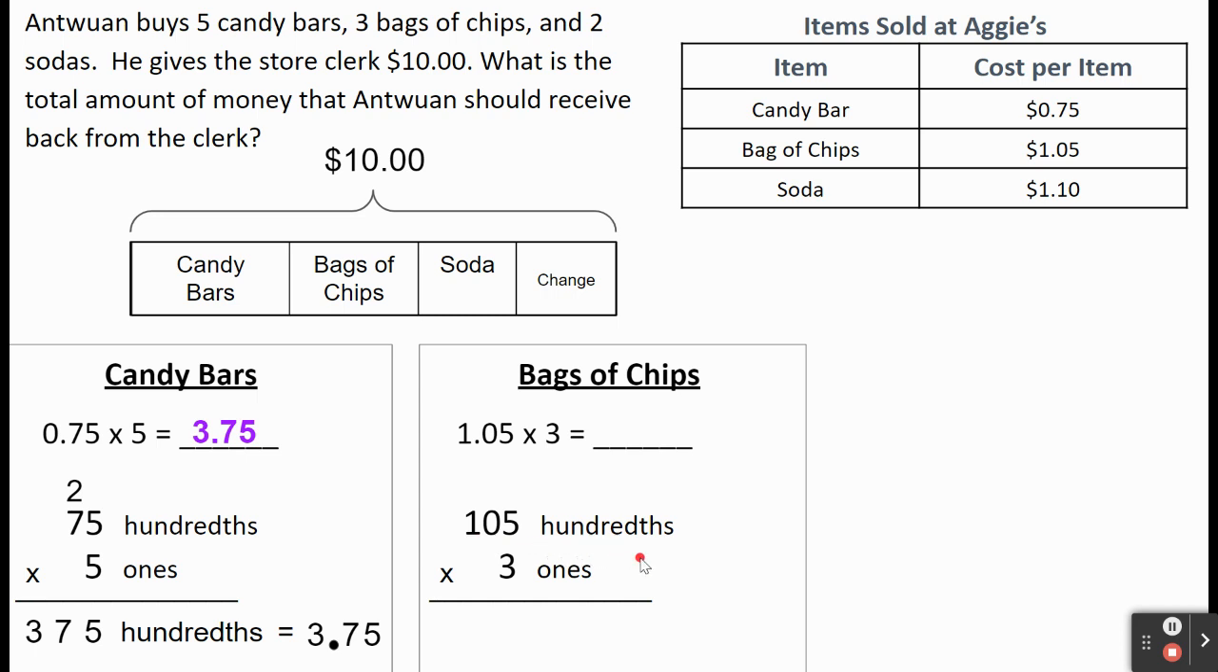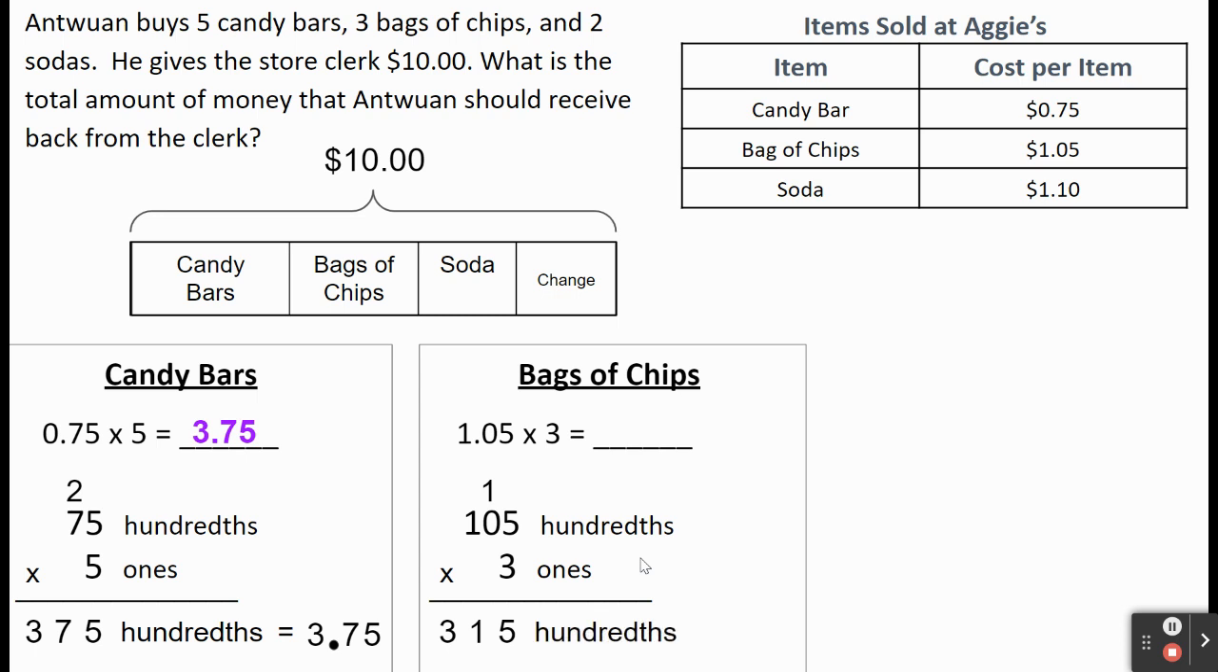Let's start by multiplying 5 times 3, which is 15. So place the 5 in the ones place, regroup the 1 to the tens place. Next, we can multiply 3 times 0 to get 0, plus the 1 we regrouped is 1. Now we can multiply 3 times 1, which is 3. When we multiply the place values, hundredths times ones, we get hundredths.